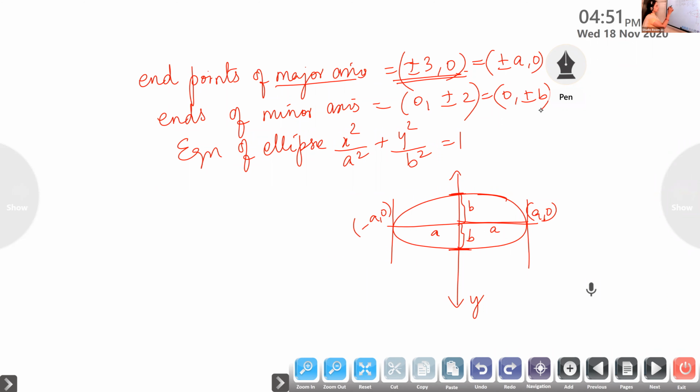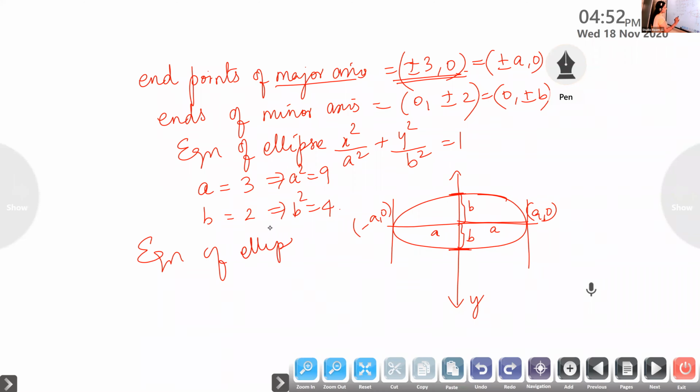So from here itself you can write what is the value of a. When you compare it, what is the value of a and what is the value of b? A is 3 and b is 2. Very good. So you can write what is a square. Therefore a square is 9 and b square is 4. Therefore what is the equation of the ellipse? The equation of the ellipse is given by x square by a square plus y square by b square is equal to 1. Apply the values and complete it.